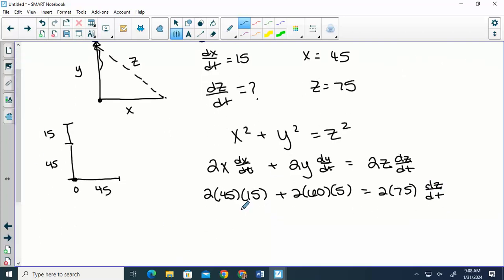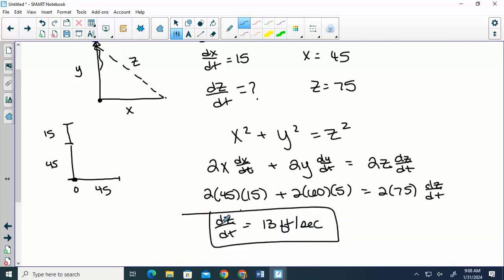Okay, and what's that work out to be? Let's just skip to the answer. You guys can do the math there. What'd you get? And z was in feet, and our time here was in seconds. So the distance between them is increasing 13 feet per second.